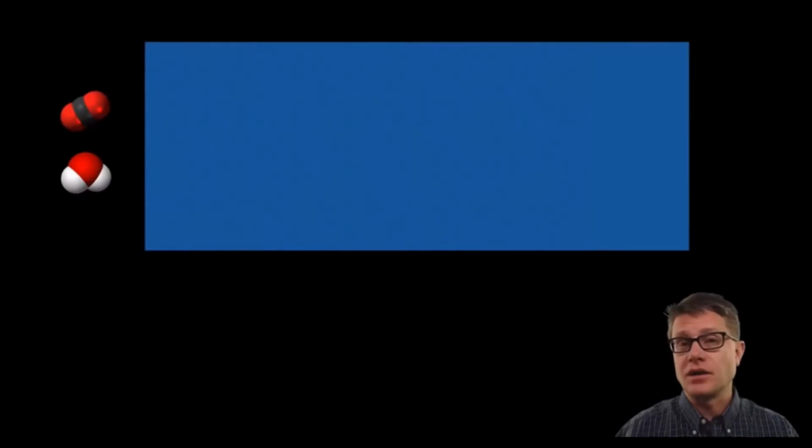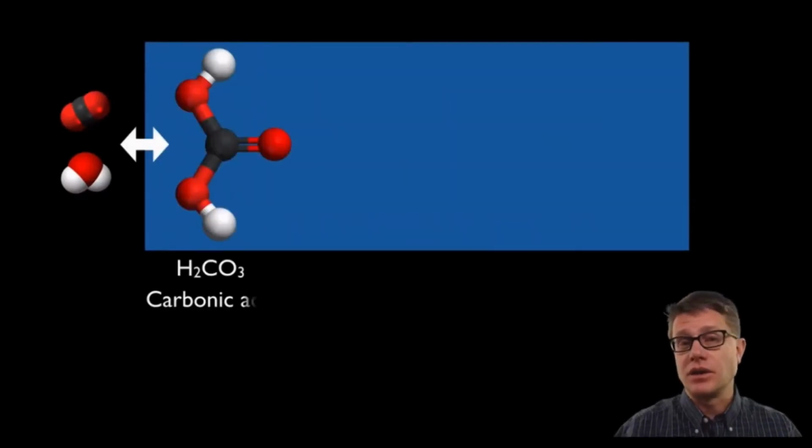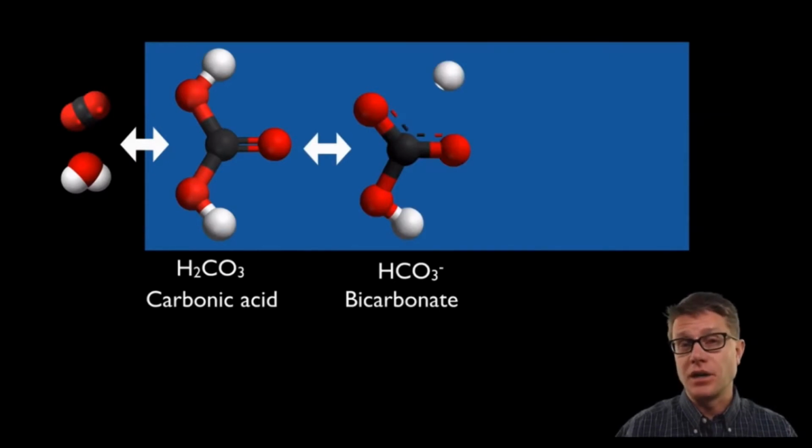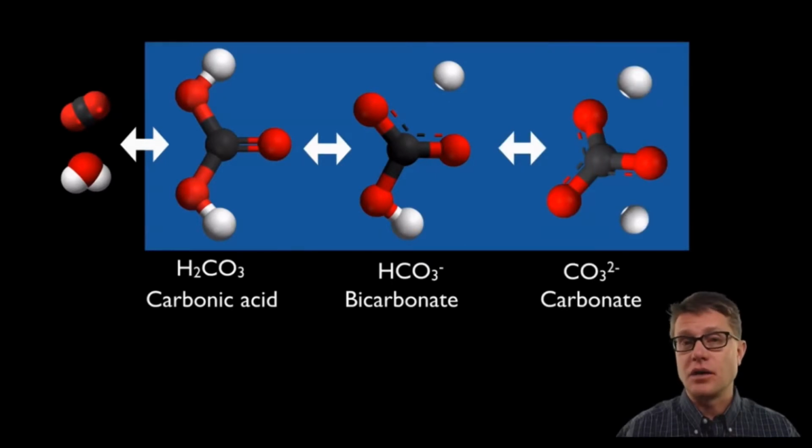So if we take carbon dioxide and water and mix them together, we get carbonic acid. Now that can quickly dissociate and form bicarbonate. What we're doing here is we're losing one of these hydrogen ions, and that can dissociate again and we can form carbonate. We're losing 2 of these hydrogen ions.